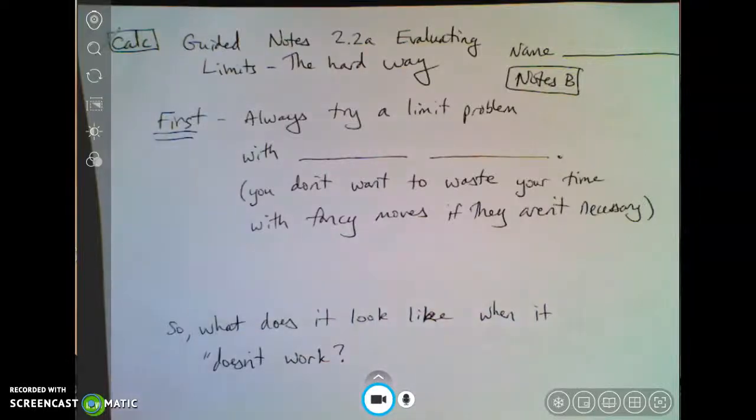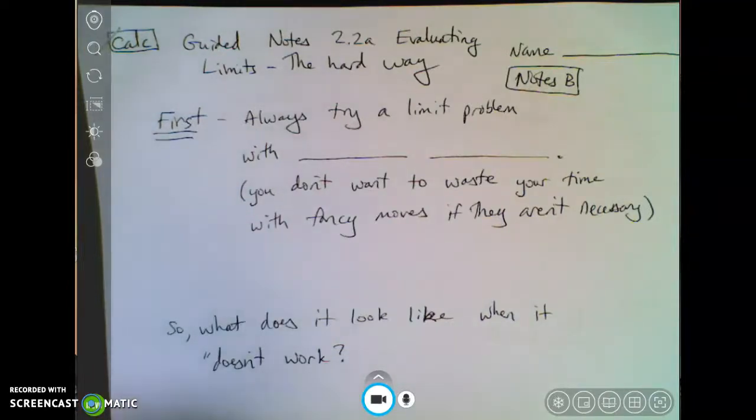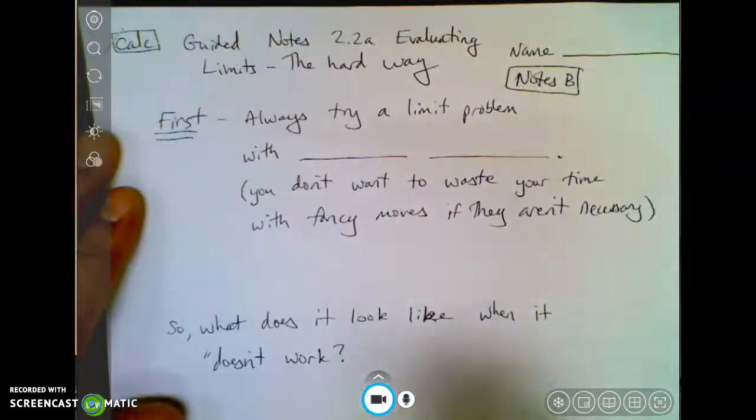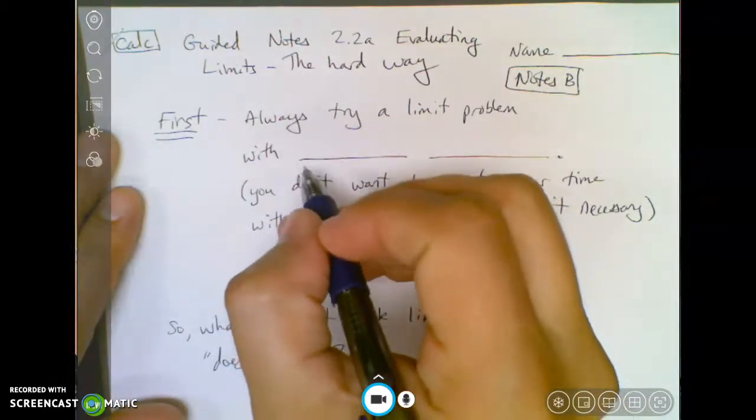All right, folks. Here's some guided notes on 2.2 evaluating limits the hard way. So the first time we did this, it was pretty easy because all you had to do was plug stuff in. And I want to remind you, before you do any of these problems, you first try a limit problem with direct substitution.